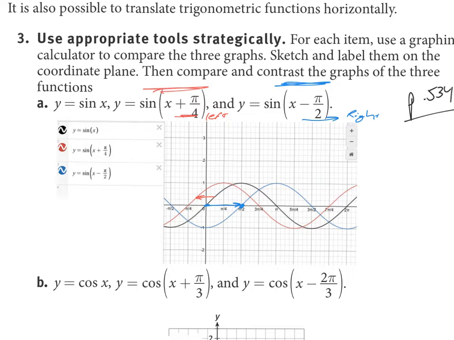There's a lot of different ways you could look at this, but essentially that 0, 0 point going up to the maximum all got shifted to the right pi over 2. So plus is to the left, minus is to the right, very much like our horizontal shifts being opposite in prior ones. Let's see if the pattern holds up in cosine and tangent.